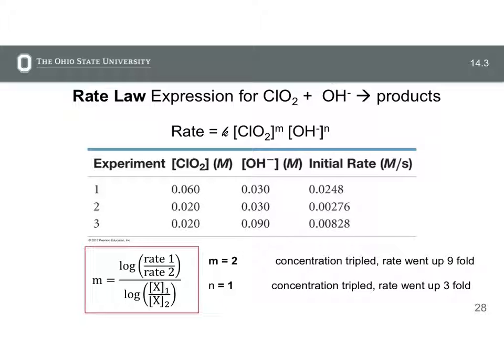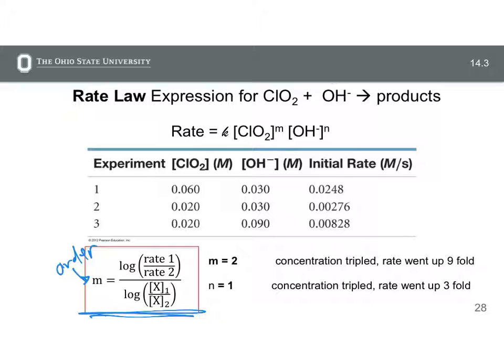You can use the equation that's shown in the box, where we find the order. In this case, I left it as M. You take the log of rate 1 over rate 2, divide by the log of the concentration of 1 over the concentration of 2, where 1 and 2 are experiment numbers, or it could be 2 or 3, or 1 and 3, however it is.